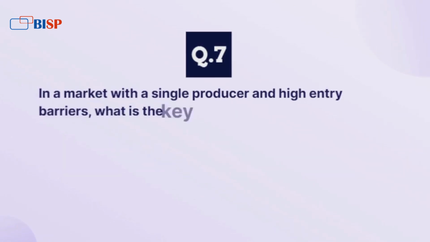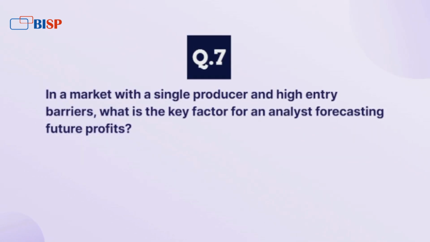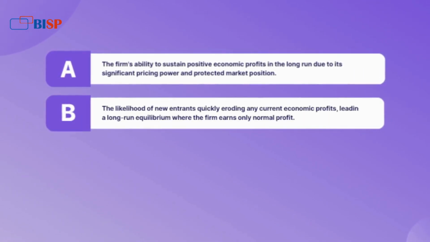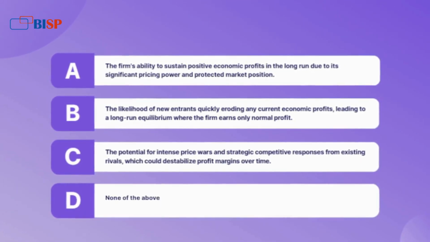In a market with a single producer and high entry barriers, what is the key factor for an analyst forecasting future profits? A. The firm's ability to sustain positive economic profits in the long run due to its significant pricing power and protected market position. B. The likelihood of new entrants quickly eroding any current economic profits, leading to a long-run equilibrium where the firm earns only normal profit.